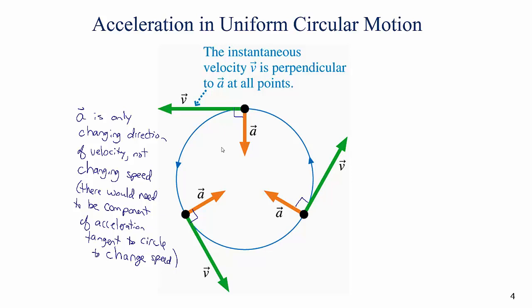The tangential component, the component of the acceleration that would be tangent to the circle, would be responsible for changing the speed. Because we're talking about uniform circular motion, where the speed is staying constant, we do not have a tangential component to the acceleration. We only have this component in towards the center of the circle, along the radius.